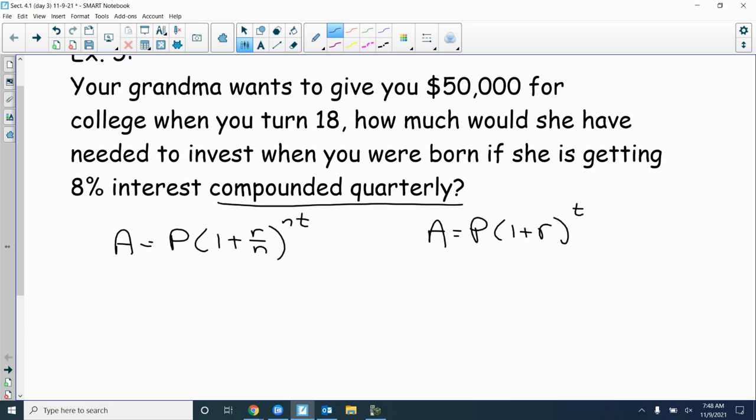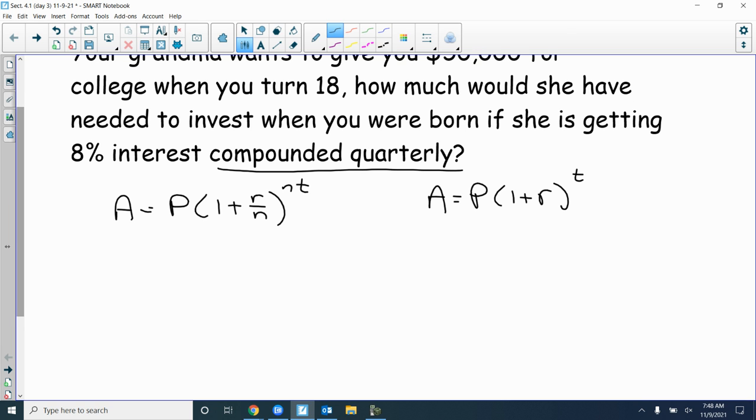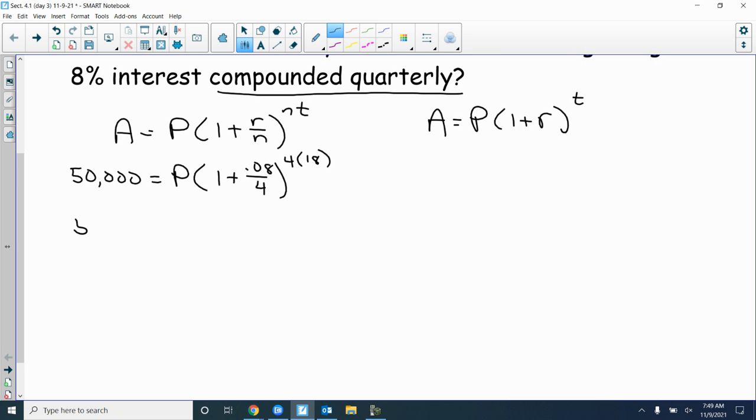All right, we're going backwards in the sense that they're giving you the final amount. So 50,000 has to go here for A. P is what we're looking for. 1 plus 0.08 divided by 4, to the 4 times T. And what's going to be the time? 18. 4 times 18. And so I get 50,000 equals P times (1 plus 0.08 divided by 4) to the 72 power, right?